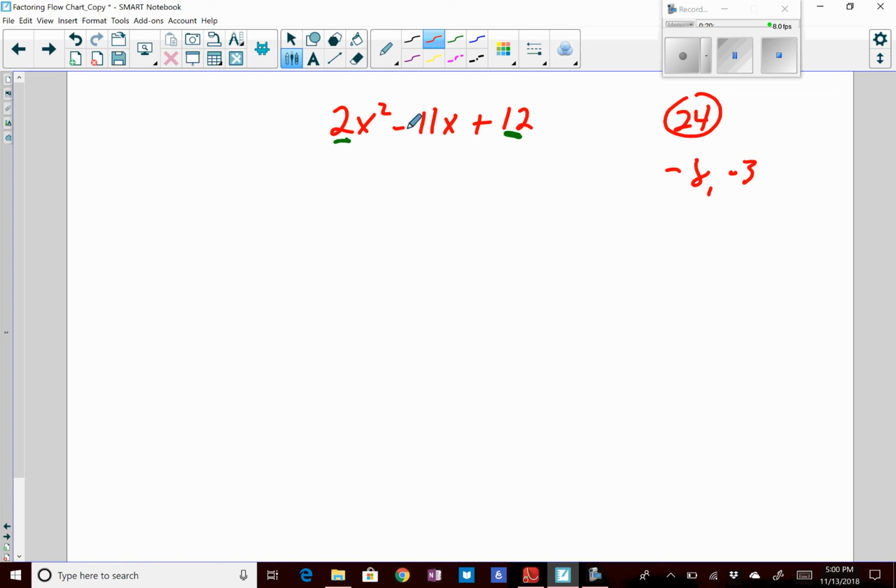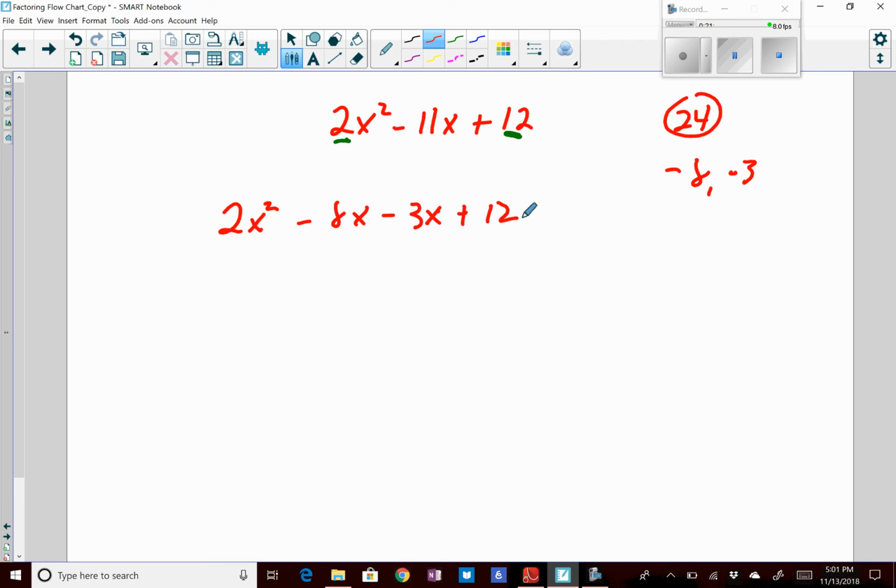The next thing we want to do is to break up that negative 11x by using these two numbers, negative 8 and negative 3. So I'm going to substitute these two in for the negative 11. Now, when I rewrite this, I have 2x squared minus 8x minus 3x plus 12. So now I look at what I have, and I've got 4 terms. So I go to the flow chart, and I see that I'm in the larger column, and it says I need to factor by grouping.